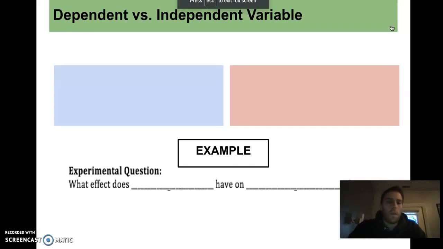Welcome everyone, it's Mr. Wolf here, and in this video I'm going to be reviewing, but also introducing some parts of planning investigations. All right, so let's start with the review, independent versus dependent variable.